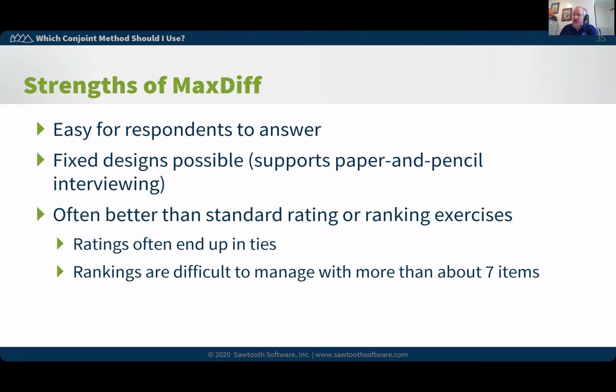So whenever you're in a situation where you're looking at a rating scale and you think, gosh, last time I did this, I ended up with 50 million ties. Everything was rated as a 5. And so we really didn't get much out of it. Think about doing a MaxDiff instead.